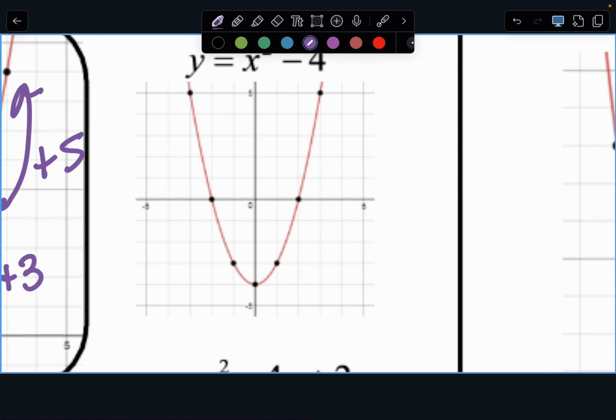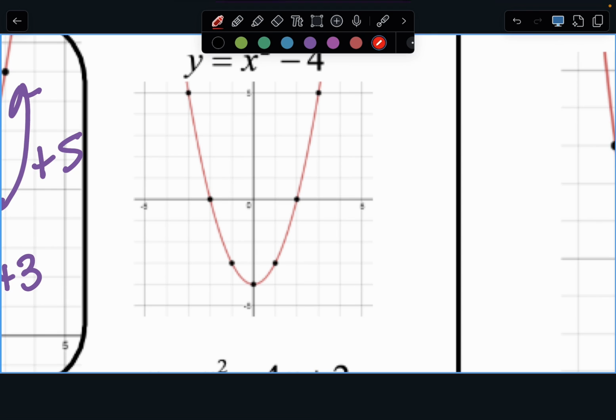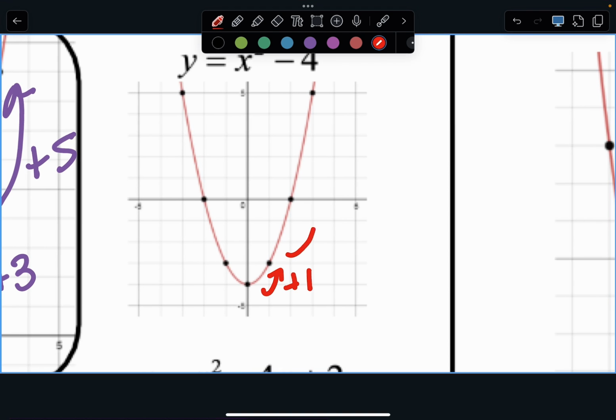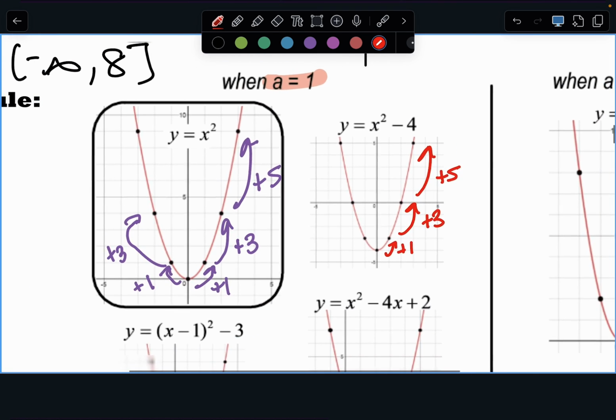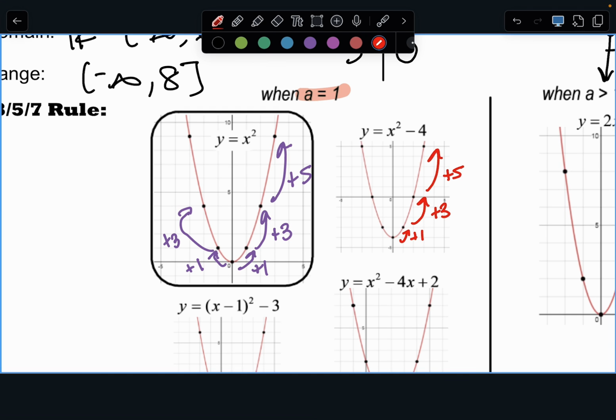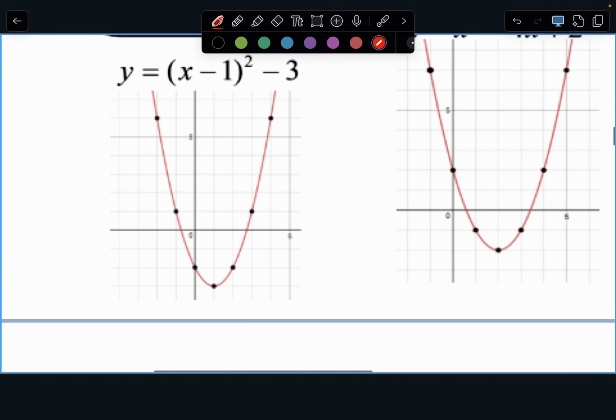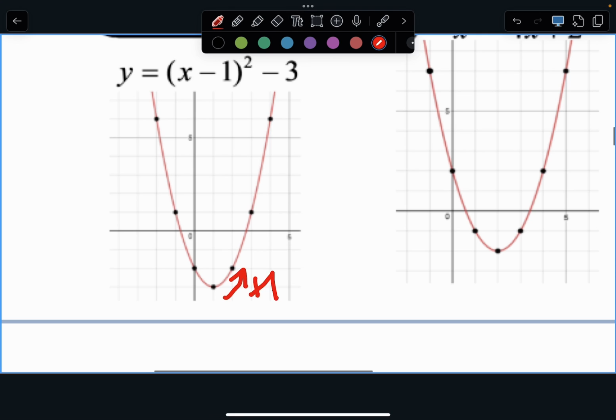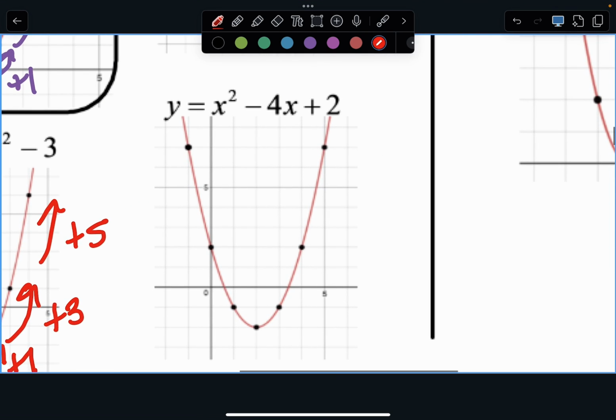We can change our graph. This still goes up 1, up 3, up 5. Even though it's a different graph. A is 1, we still have 1, 3, 5. Down here, we still have up 1, up 3, up 5. And we still have it over here.